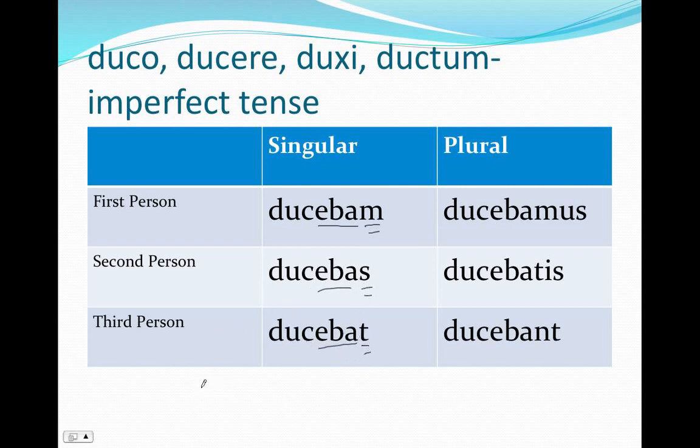And you could do this with just about any other third conjugation verb. So with our pono, I put, it would be ponebam, ponebas. You were putting. Ponebat. He, she, or it was putting or used to put. So keep in mind the vowel of the present tense and the EBA of the imperfect tense.